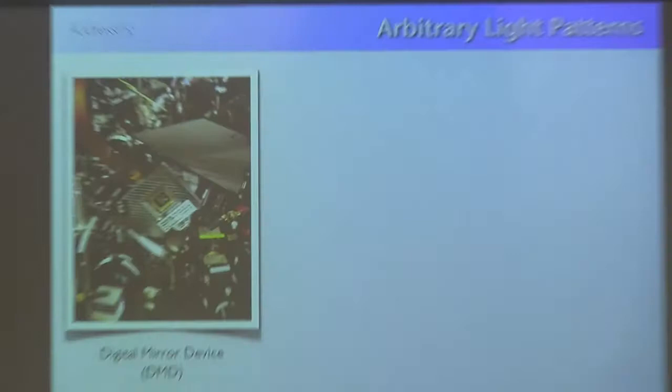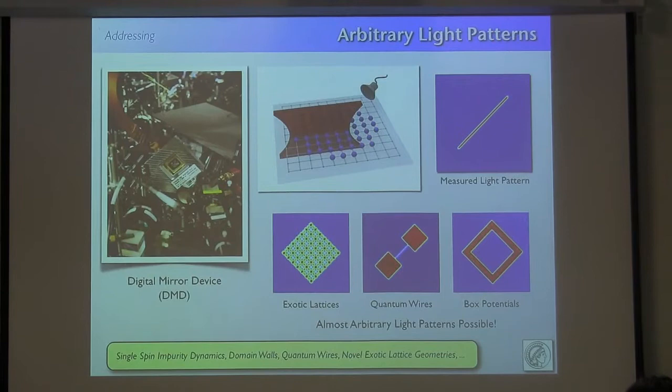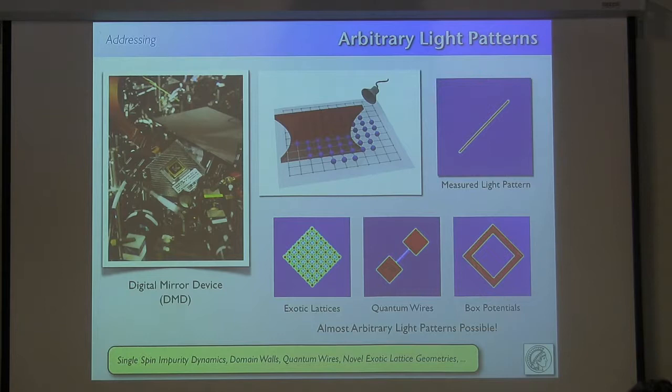All right, of course, doing these things one by one is a bit tedious. So we want to take the next step and move on to generating more flexible potentials by using so-called digital mirror devices. These are small micromirror arrays, like the one in this projector, where you can have small mirrors that you can tilt on and off.